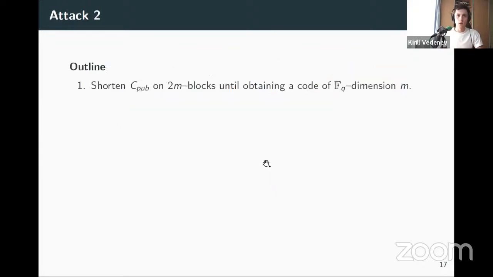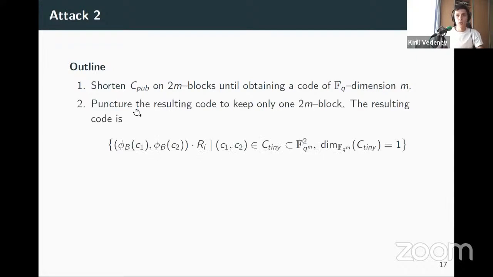And let's consider another attack. This attack will work on any underlying code. It allows us to recover the code over the field extension. So to perform the attack, we have to shorten the public code on 2m blocks until obtaining a code of F_Q dimension m. Then we puncture the resulting code to keep only one 2m block.